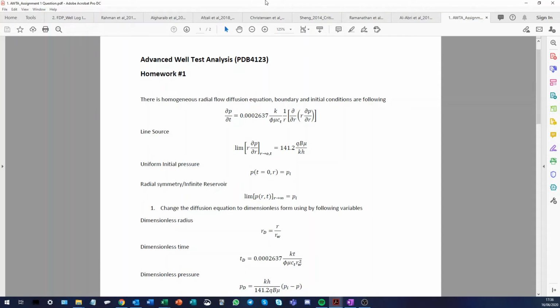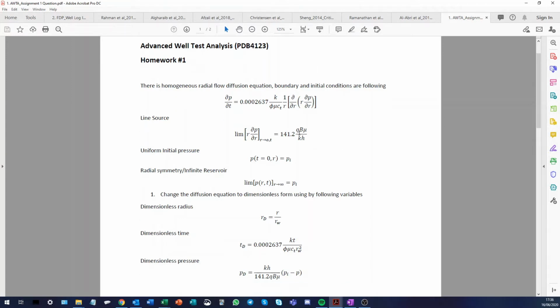Hi guys, in this video I'll be explaining how we can derive the dimensionless form of the diffusivity equation for radial flow for a slightly compressible fluid. This was actually part of a homework which I had, and here we are provided with the radial flow diffusivity equation and some conditions, and the question is to change the diffusivity equation to dimensionless form using these variables.